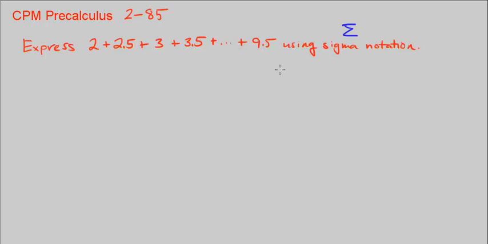Alright, so what is the pattern? First, we've got to see what the pattern is. What are we adding to get the next term? We're adding 0.5 here. Are we adding 0.5 here? Yes. We're adding 0.5 to every term to get the one right after it. That means it's a linear series.